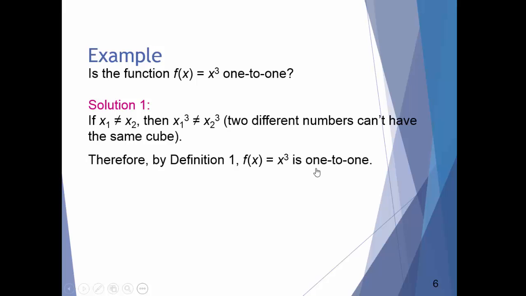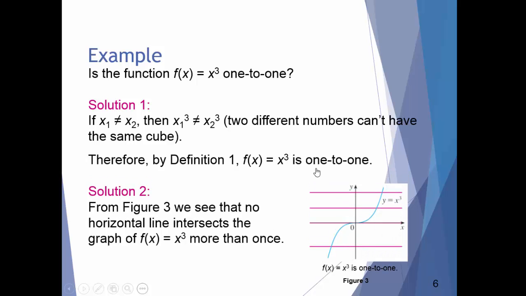The other way to go about it, and this one's usually preferable to students because you can visualize the results, is to look at the graph. This is the graph of f of x equals x cubed. This is what we refer to as a basic shape graph. We do expect you to know what that is off the top of your head. If you look at every possible horizontal line that you would run through this function, it will never hit the graph more than once. Therefore, this is a one-to-one function.